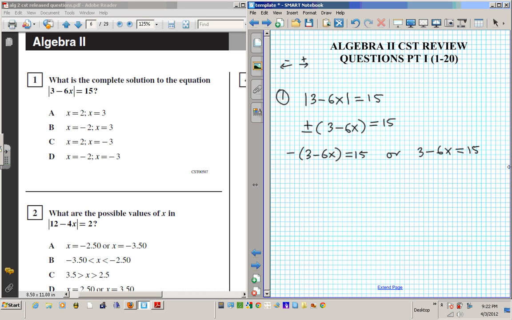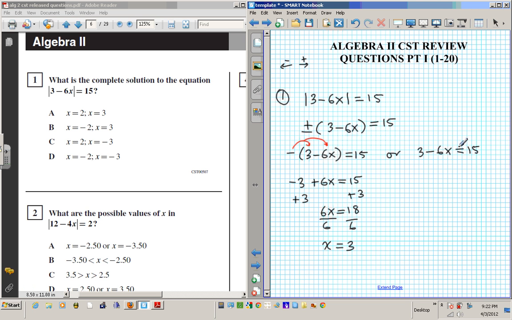So on the left side, I'll distribute the minus to the 3 and to the 6. So I'm going to have negative 3 plus 6x equals 15. And then let's solve this. So you add 3 to both sides. Add 3, add 3. You have 6x equals 18. Divide both sides by 6. And you get your first answer, x equals 3.